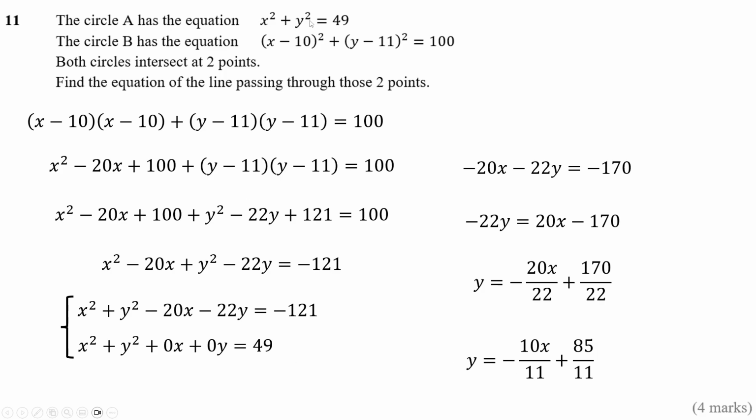You could just do what I said last. Yeah, so you could just do that. Anyways, hopefully you can see that the only thing that you need to get rid of is the squares to get a linear equation, which will just be the line that passes through those points.